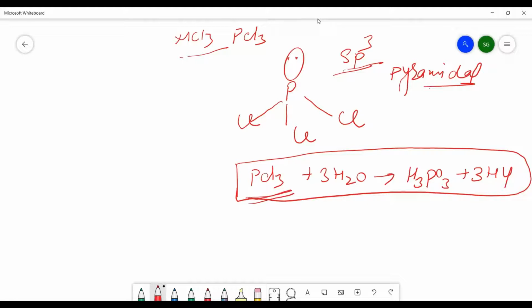Then you will say that there is a formation of white fumes of HCl. The formation of white fumes of HCl is caused by the hydrolysis of this PCl3. तो जब हम इसको moist air में रखते हैं तो HCl formation होता है और white fumes निकलती हैं, and there is a formation of oxo acid of phosphorus, H3PO3.